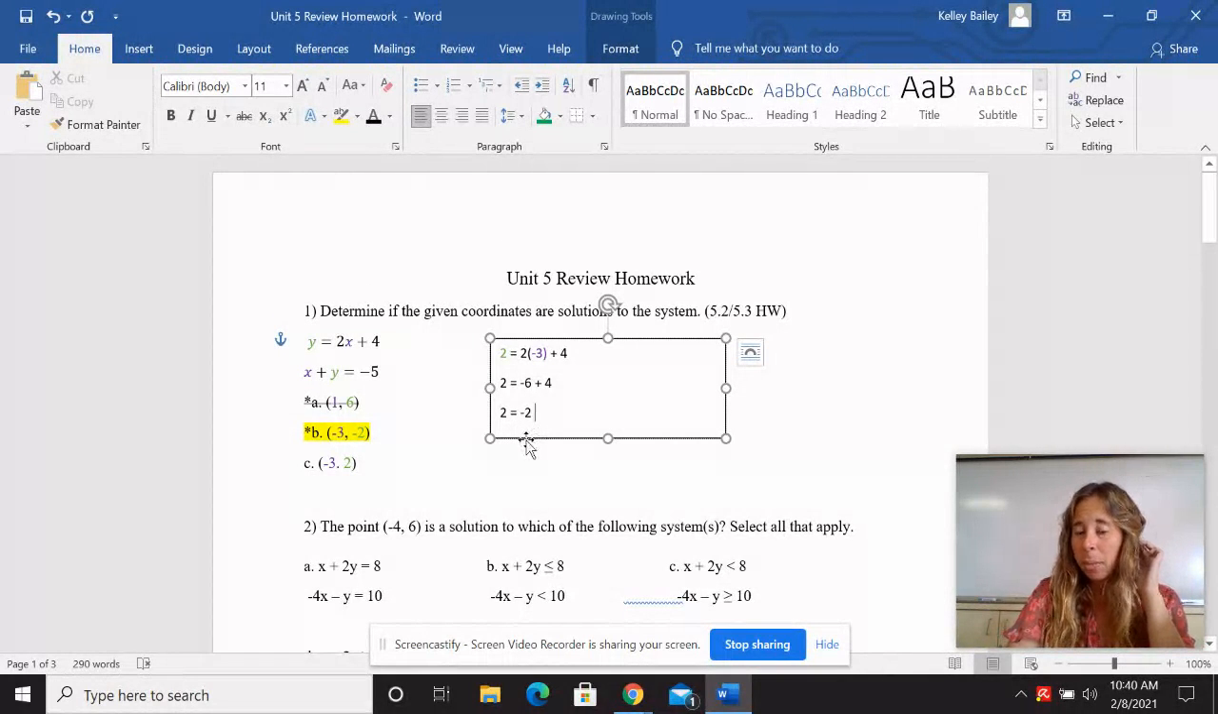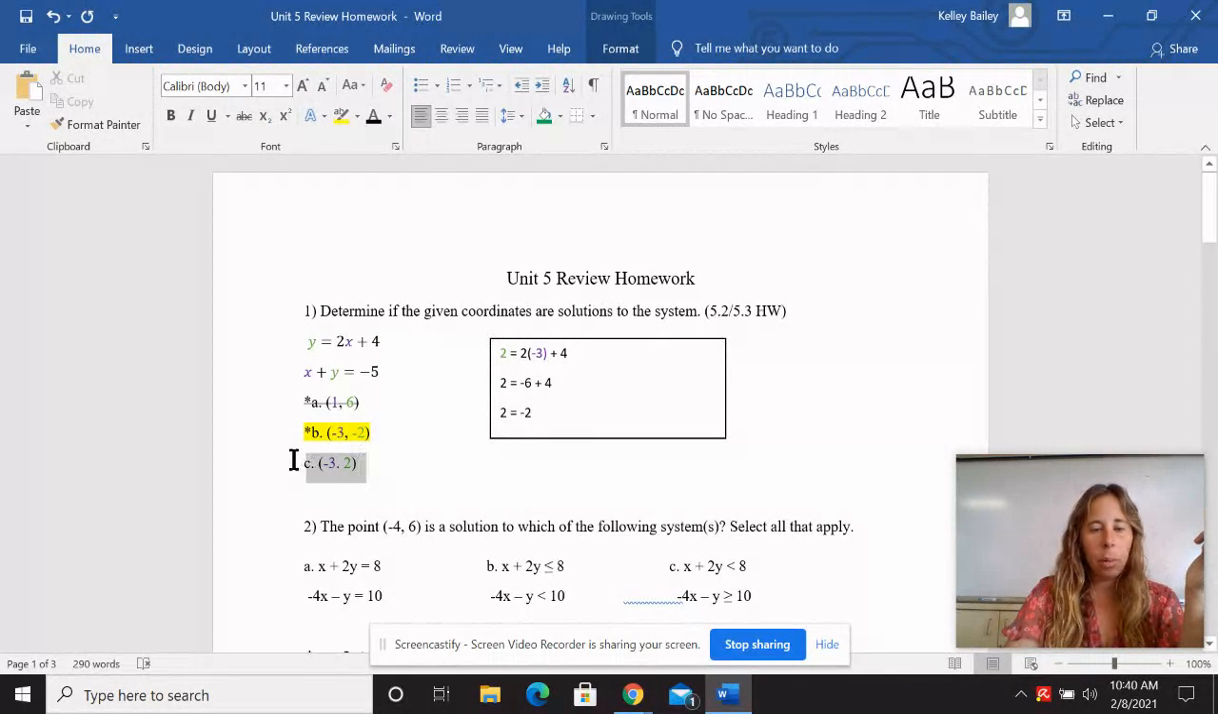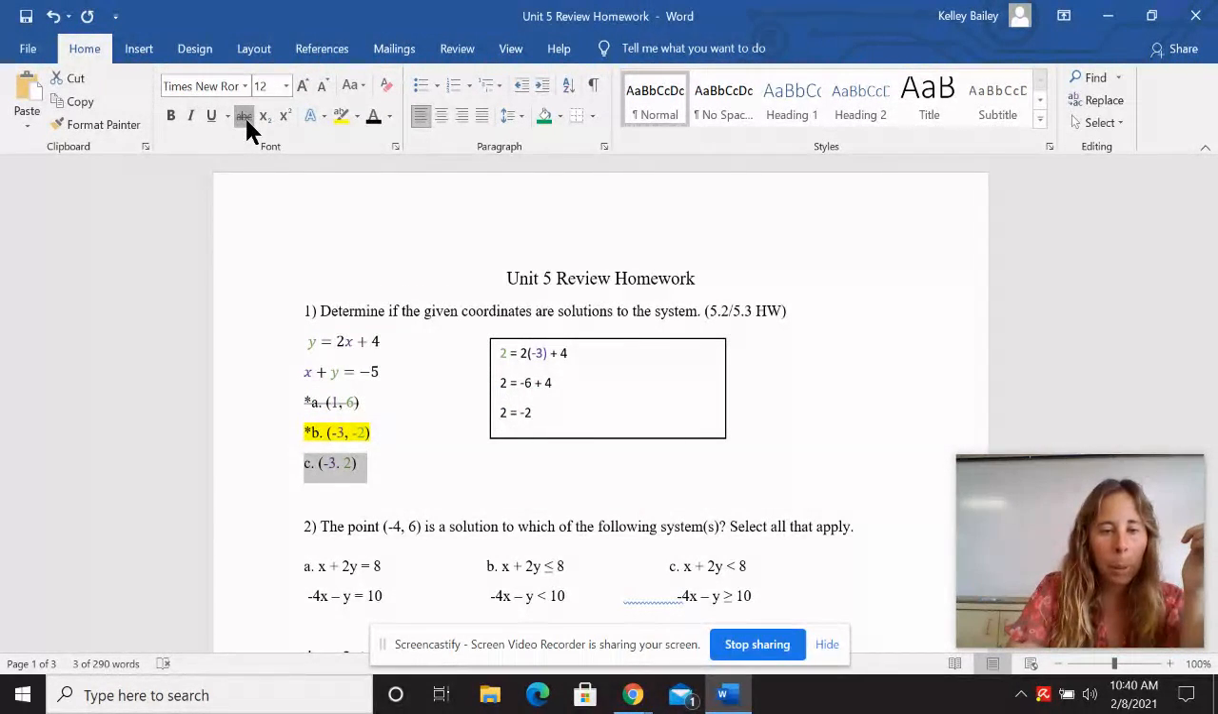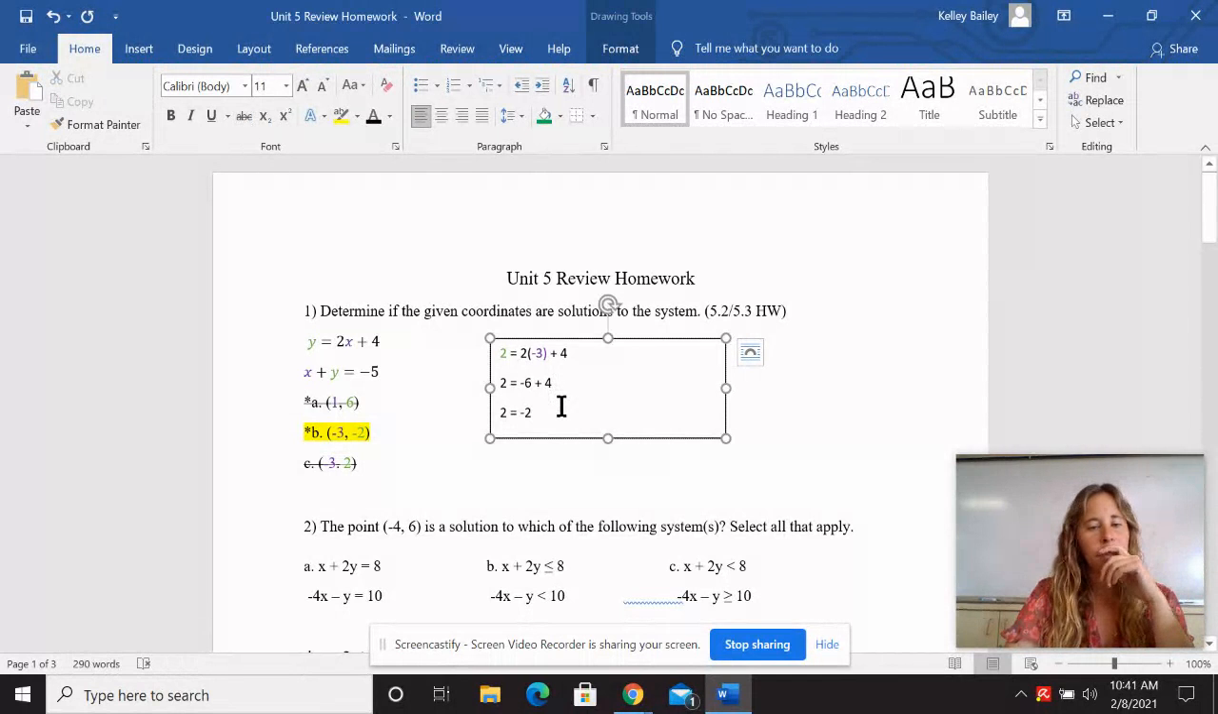This is why you really have to be careful with your negatives. So this one did not work in the top equation. Even if it works in the bottom equation, it doesn't matter. It needs to work in both. So we can eliminate this guy. Boom. Okay.